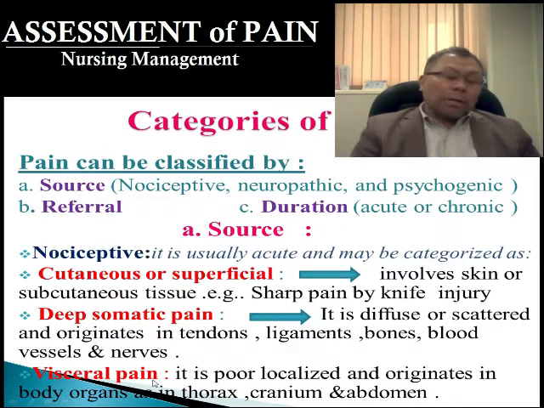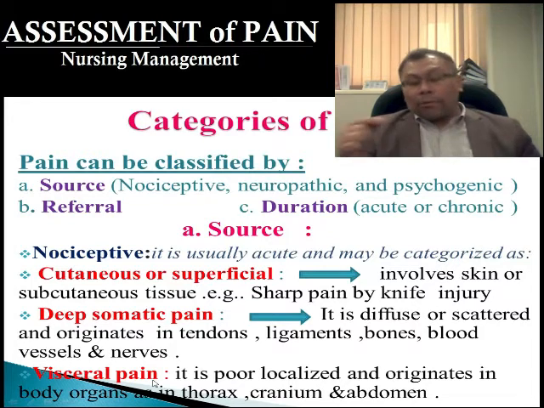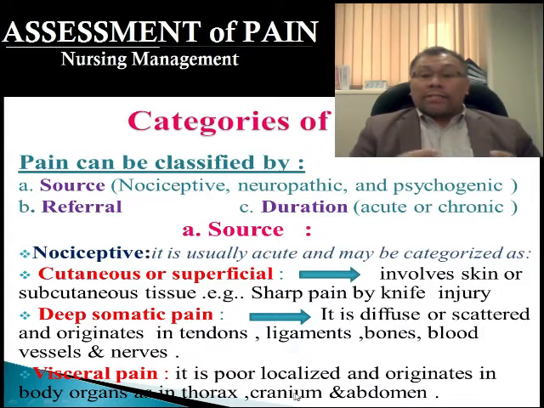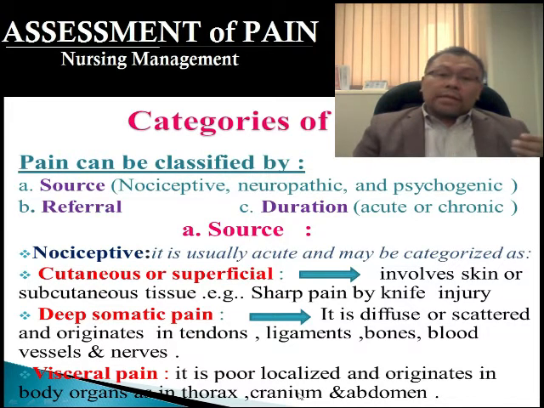So if the patient will complain of pain, and you'll be able to assess that it came from the source visceral pain, they will say it is poorly localized and originates in body organs. Example, the thorax, cranium, and abdomen.